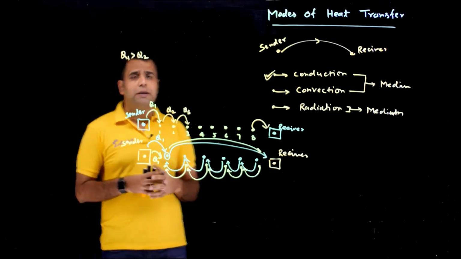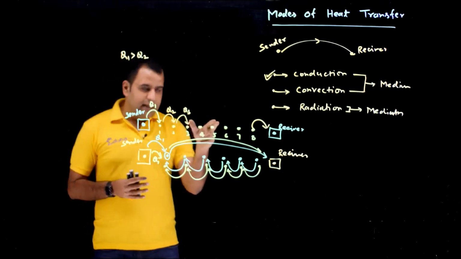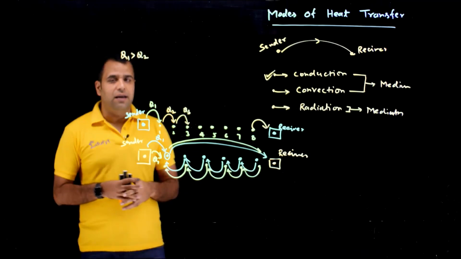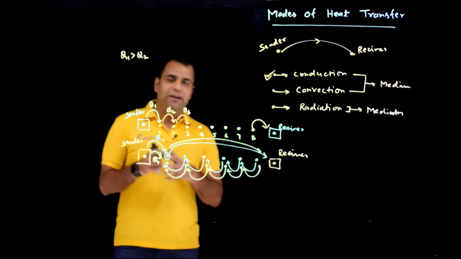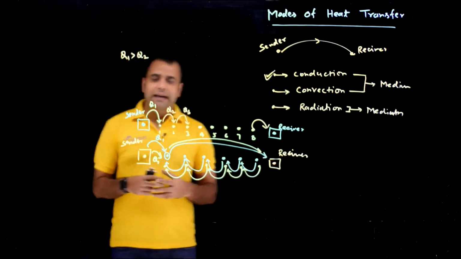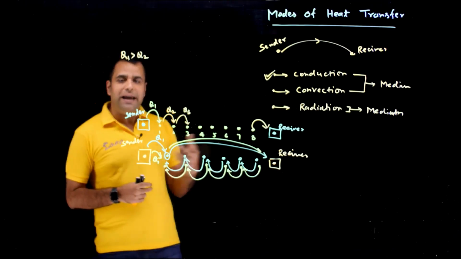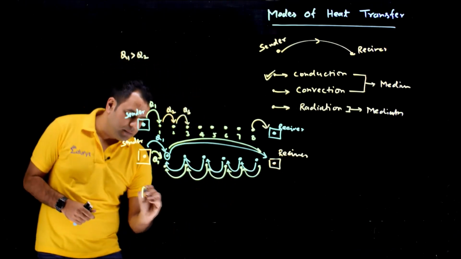Meaning if you talk about the metals, inside the metals, atoms will follow the conduction process, but inside the conductor there are electrons also. So electrons will follow the convection process. So when we have that metallic rod or metallic body, in that case conduction as well as convection will be happening there. Okay.